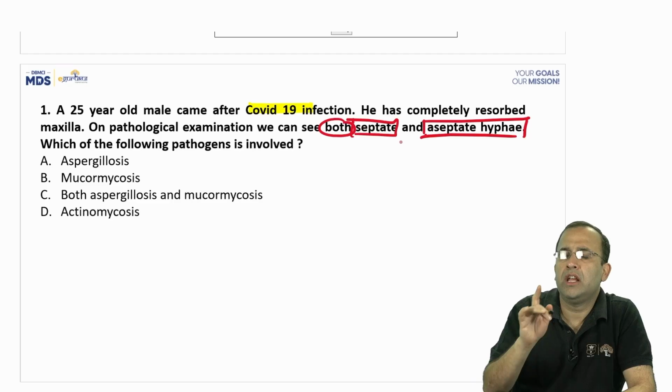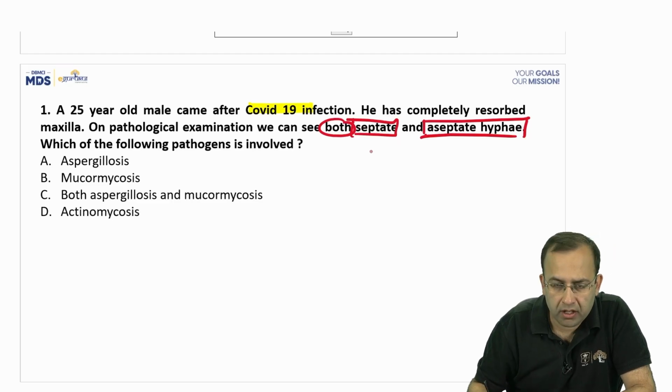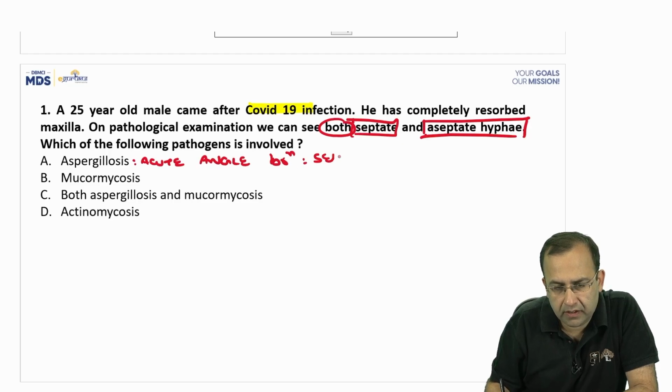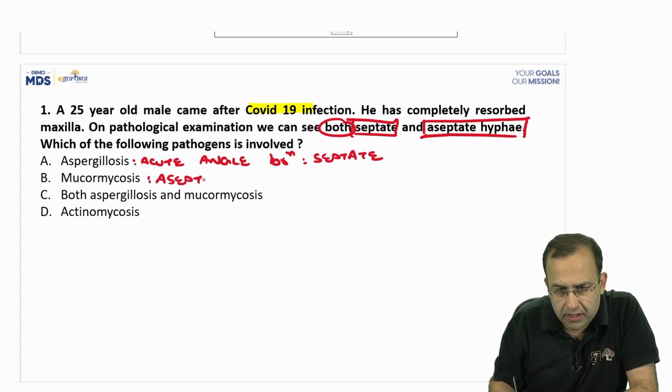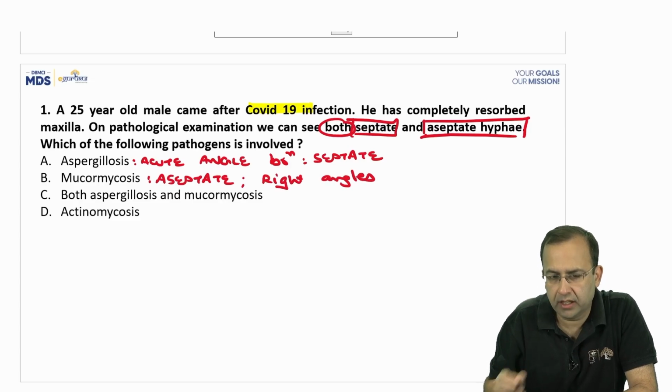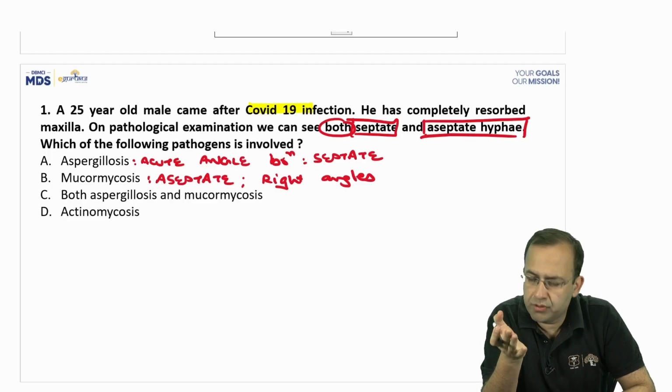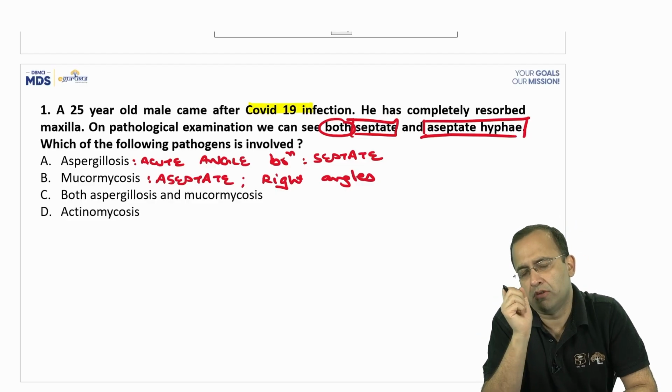You very well know that acute angle branching septate hyphae is a feature of Aspergillus. It shows the presence of acute angle branching and the classical septate hyphae. Whereas mucor shows aseptate hyphae, which are present at right angles. Broad aseptate hyphae present at right angles. This statement was a recent NEET MDS PYQ also.